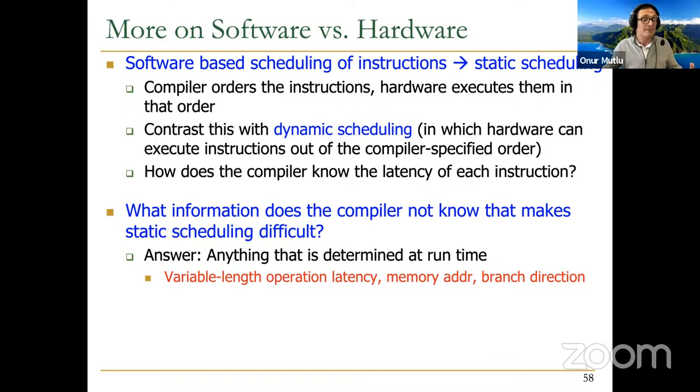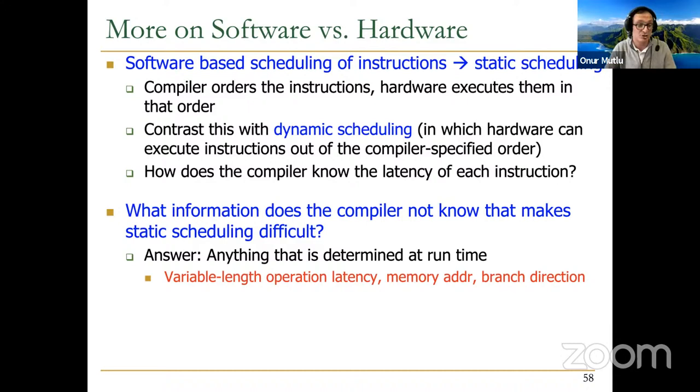As a result, the compiler may not know how many instructions it should insert instead of no ops, or how many no ops to insert even. It has to be conservative. And the compiler may not know how to reorder the instructions because it may not know the branch direction and the memory address. So this makes static scheduling very, very difficult. But despite this, there have been a lot of techniques developed for static scheduling. And many compilers today actually incorporate very, very sophisticated static scheduling mechanisms, which we're not going to talk about, unfortunately.